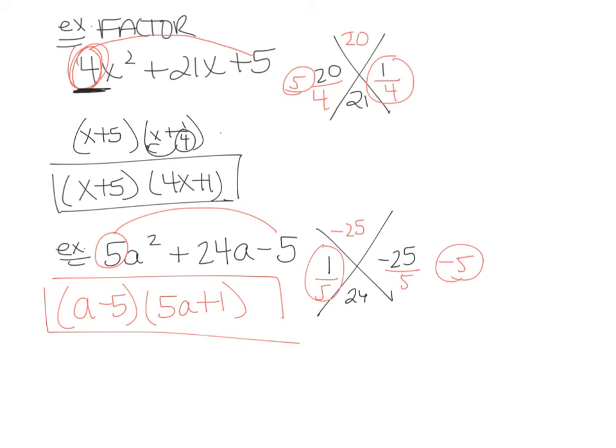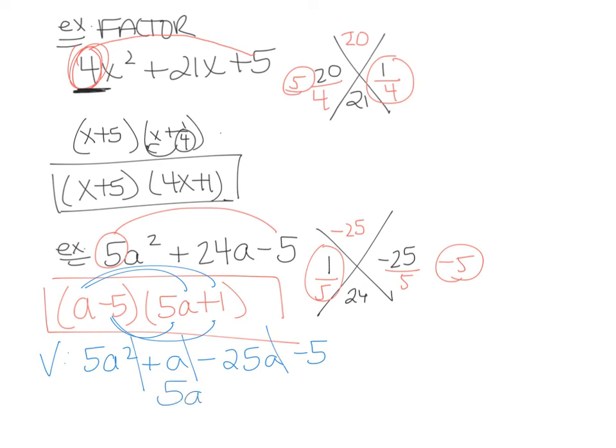If I wanted to check my work, I'll check it in blue. A times 5a is 5a squared. A times 1 is a. Negative 5 times 5a is negative 25a, and negative 5 times 1 is negative 5. I'm not going to draw my slashes and combine like terms. I get negative 24a minus 5, and this is exactly where I started.